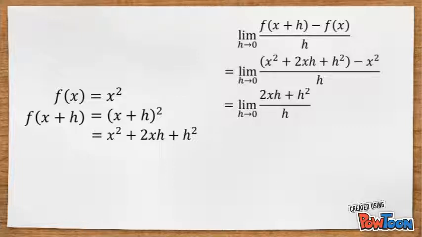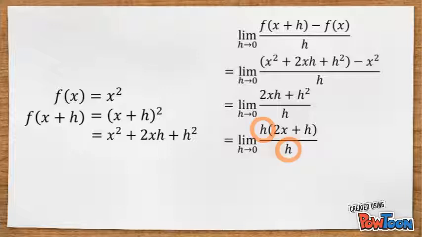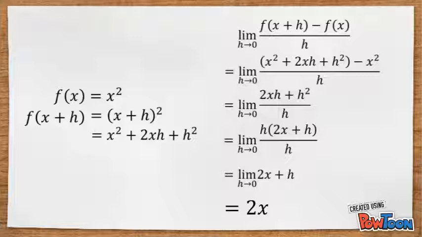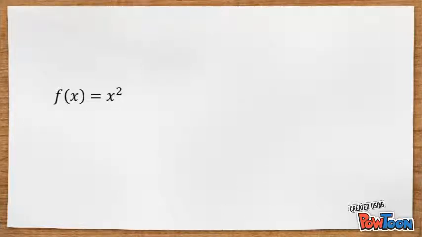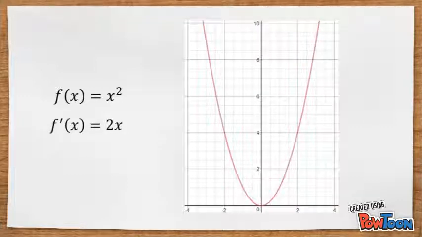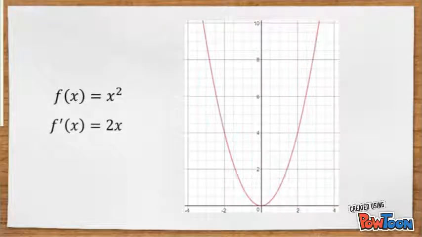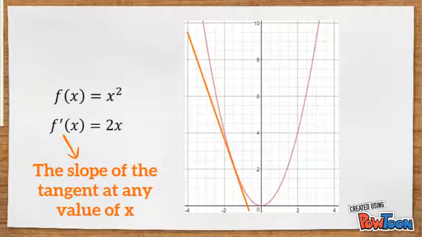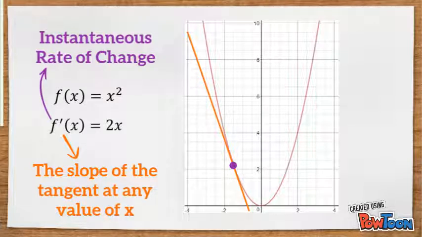From the numerator, common term h can be factored out. Then the h from the numerator and denominator cancel each other out. Finally, we evaluate the solution to the limit as 2x. Let's interpret the derivative of this function. The derivative of the function x squared is 2x. The slope of the graph at any point x can be evaluated by evaluating 2x. Remember that the derivative is the slope of the tangent at any one point on the graph, which is also the instantaneous rate of change at that point.